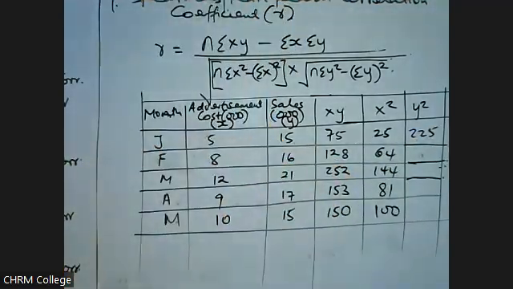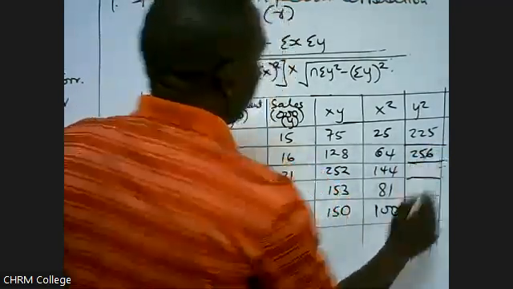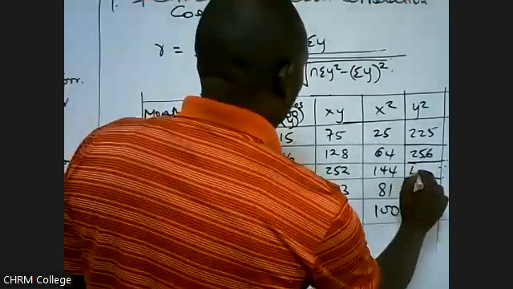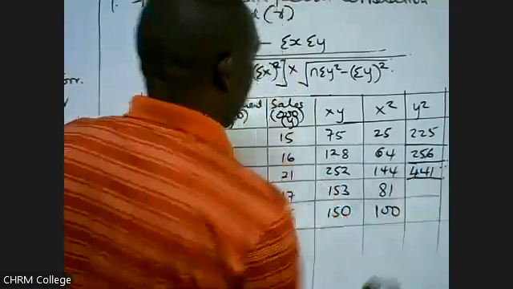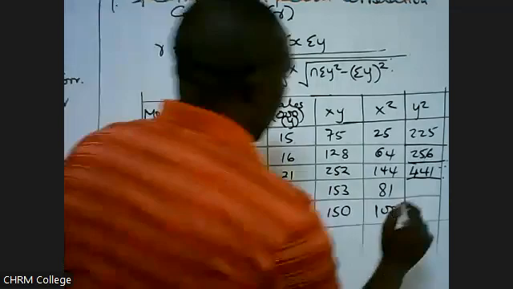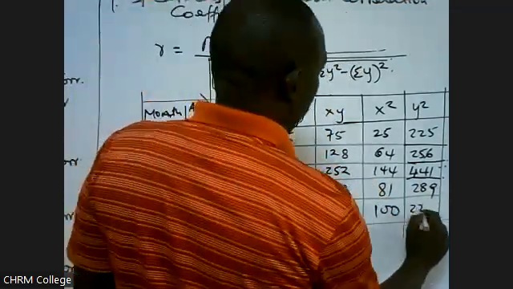Then we square the 16, you find it is 256. You also square 21, you get 441. And then we have 17 squared, which gives you 289. And then 15 squared is 225.